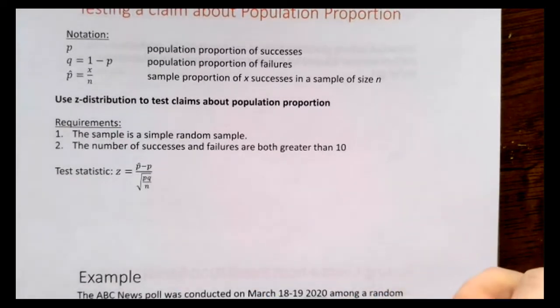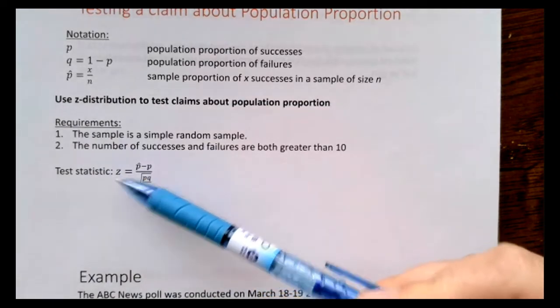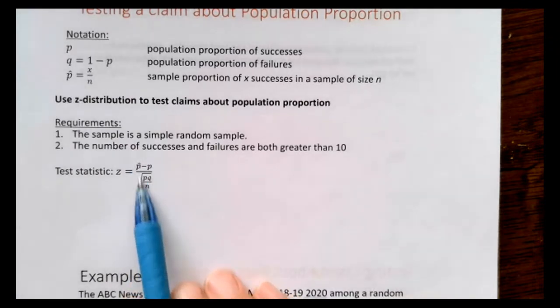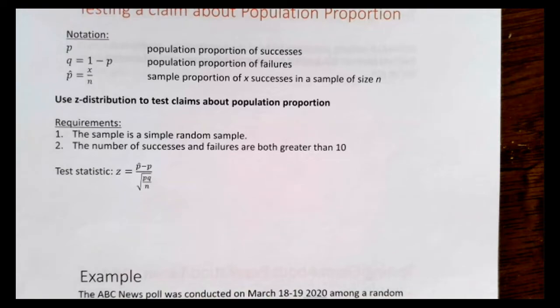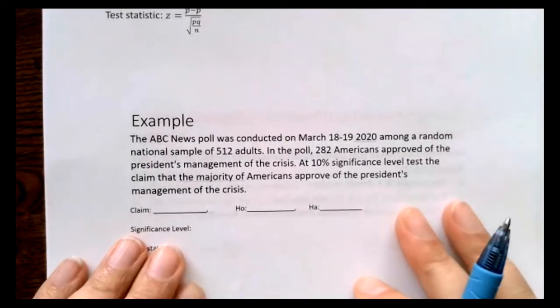Therefore, we're going to get our critical values and our p-values from a normal distribution. This is important, guys. And our test statistic is also going to be a z-value, which is a value from a normal distribution. All right, so this is the formula that we're going to use for our test statistic. All right, let's take a look at this example.